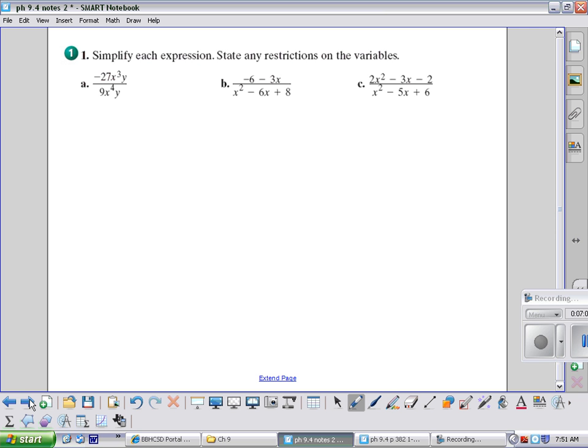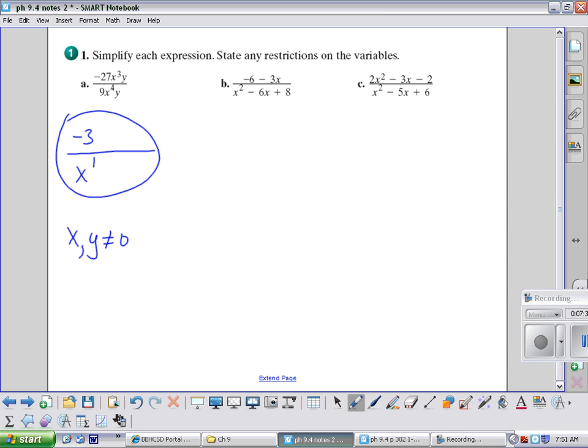All right. So we've got negative 27 x to the third y over 9x to the fourth y, I should say. So negative 27 over 9 is negative 3 over x to the first, and the y's cancel. Okay, so that's my answer, but I do have to state that x and y, neither one could be 0.